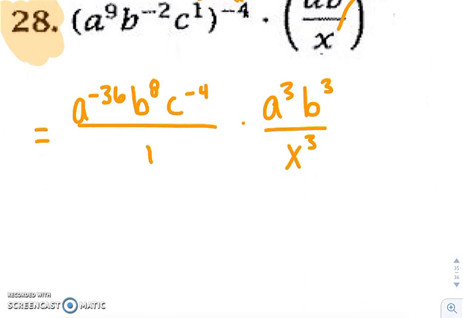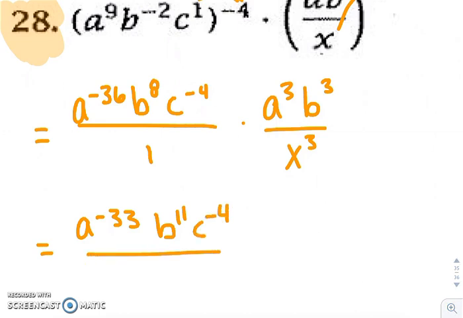Okay, so what we can do here is multiply straight across now to get your single fraction. So a to the negative 36 times a cubed gives you a to the negative 33rd, b to the 8th times b to the 3rd is b to the 11th. And then c, there's nothing to combine with that other c, so it's going to stay c to the negative 4th over x cubed.